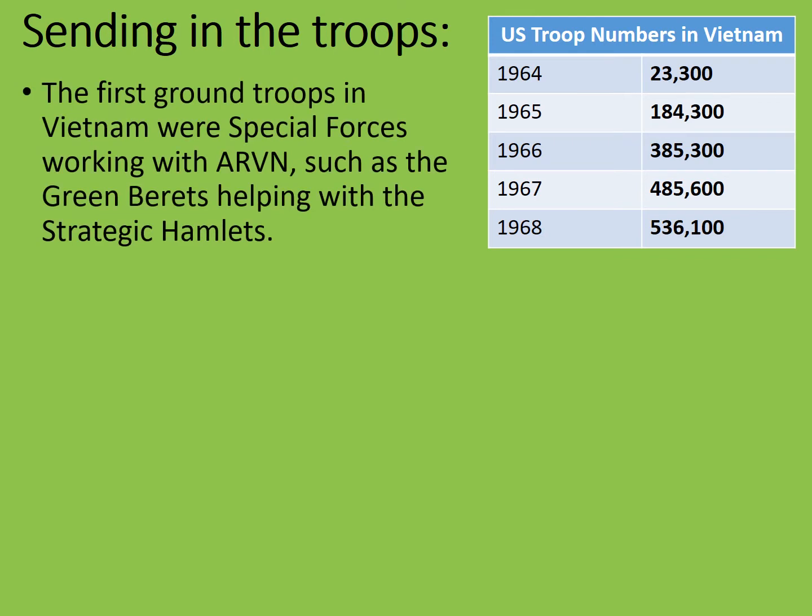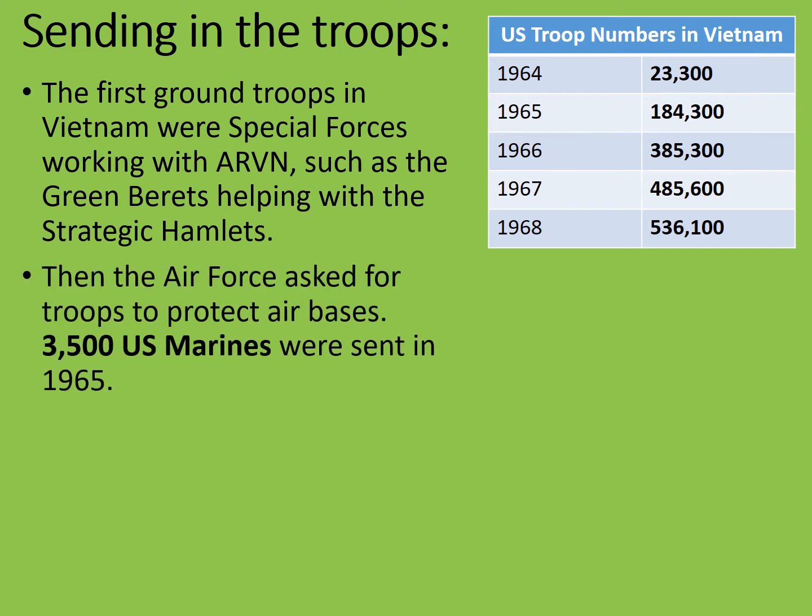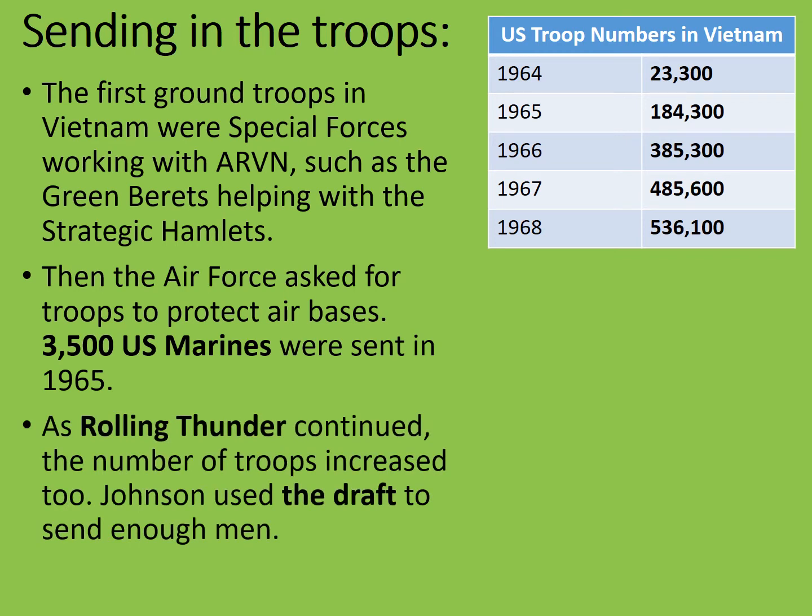Now some more information. The first ground troops in Vietnam were special forces working with ARVN, such as the Green Berets, helping with the Strategic Hamlets program. Then the Air Force asked for troops to protect air bases. 3,500 US Marines were sent in 1965. As Rolling Thunder continued, the number of troops increased too. Johnson used the draft to send enough men.